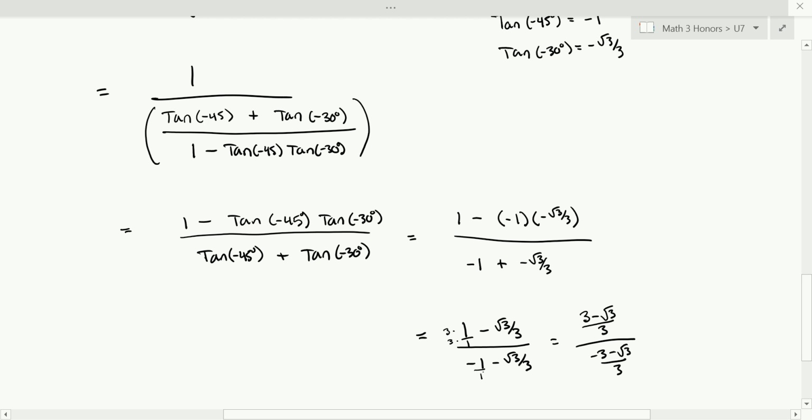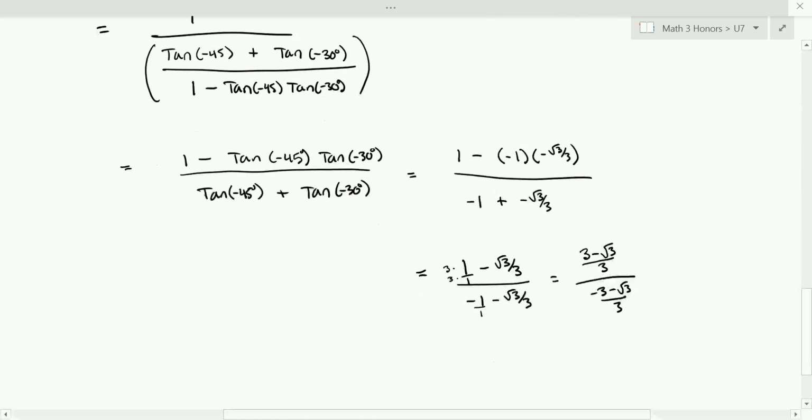Where? Right here? Up here? So it's 1 right there, you're thinking? These? That's going to be positive, yes, but I still have a minus sign there. So it's 1 minus a positive number, and that's why I have 1 minus a positive root 3 over 3.